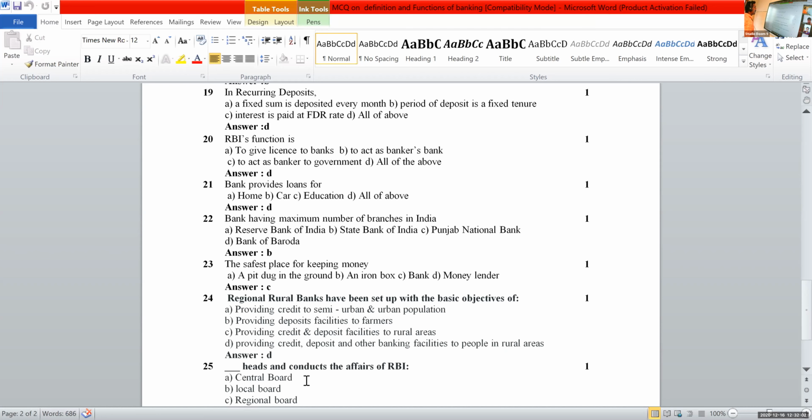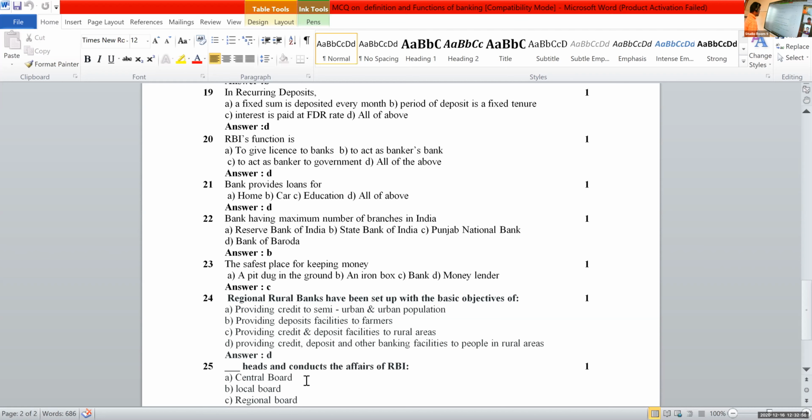Next, bank provides loan for home, car, education. For all purposes they are giving loans. Next, bank having maximum number of branches in India. Which bank? That is State Bank of India. Now State Bank of Travancore and other banks have been merged into State Bank of India. So we have a lot of branches in India. The next, the safest place for keeping money, that is bank only.